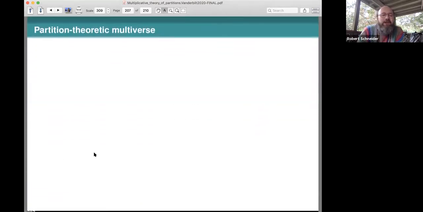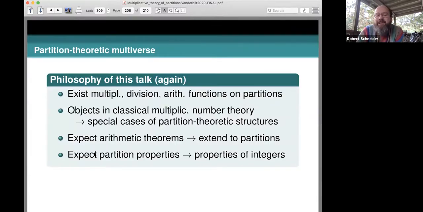There's a whole partition theoretic multiverse that I'm trying to describe and to preach here. And just to summarize, the philosophy of my talk is that there exist analogies of all of arithmetic and objects from classical multiplicative number theory. We might expect to find new partition theorems, but also we expect that partition theorems are giving us the objects from classical multiplicative number theory. And also, we expect that even obscure properties of partitions are rippling through the integers with obscure properties.